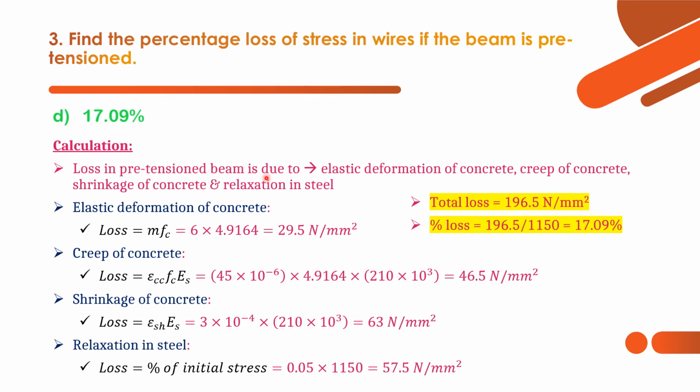In case of pre-tensioning, we are considering elastic deformation, creep of concrete, shrinkage of concrete, and relaxation in steel. These are the important things regarding loss in a pre-tensioned beam. Here one thing has to be noted. This creep of concrete loss is given as epsilon cc into fc into Es. This formula is used in case we are given ultimate creep strain. There is another formula regarding creep coefficient, that is nothing but m phi into fc, that we shall see in the next question. Now we shall move on to the next question for post tension.